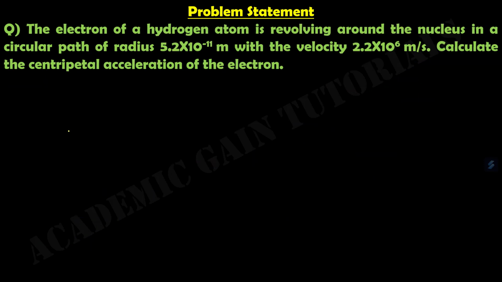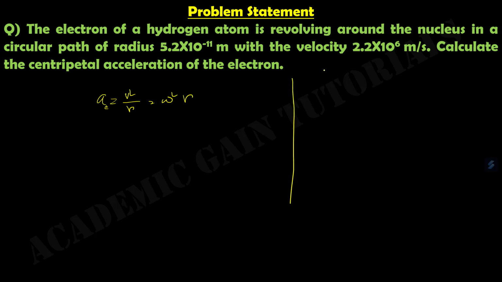The next question is: the electron of a hydrogen atom is revolving around the nucleus in a circular path of radius 5.2 into 10 to the power minus 11 meter with a velocity of 2.2 into 10 to the power 6 meter per second. We have to calculate the centripetal acceleration of the electron. For centripetal acceleration, we know a_c equals v square by r or omega square r.